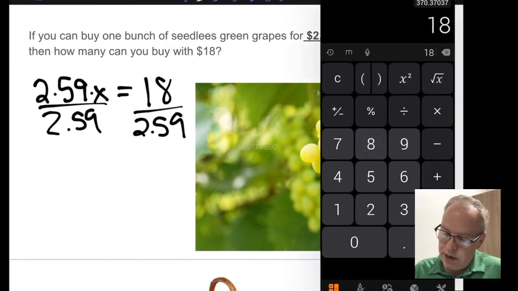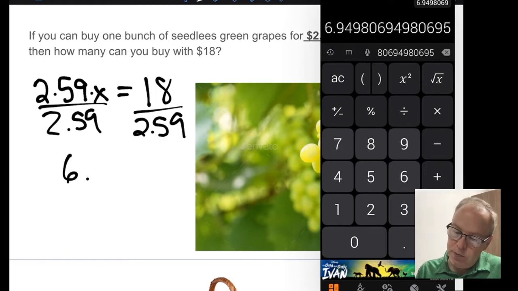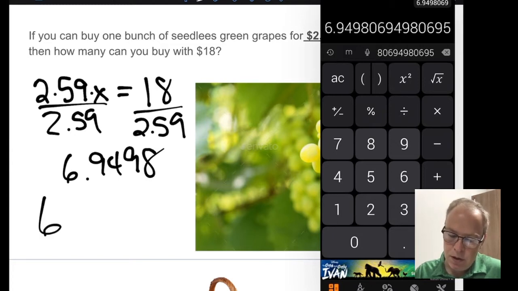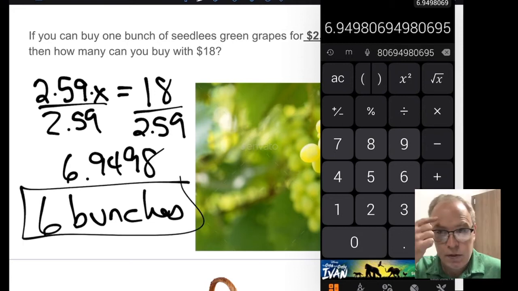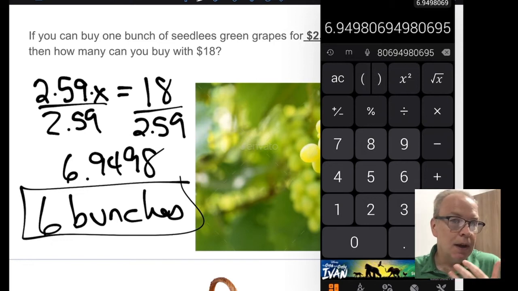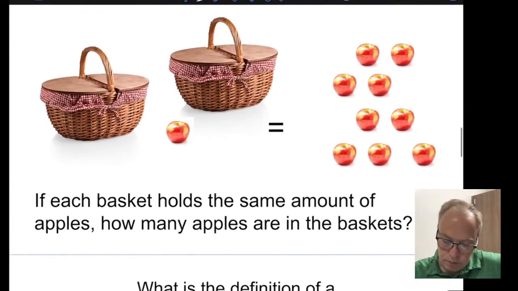And let's go back to our handy dandy calculator. And we get 6.9498. Now, do we round up on this one? Can she really buy 7? No, she can only buy 6. So 6 bunches is all this time. So sometimes you have to think. You have to use your brain and think a little bit about what makes sense in context of the problem. Okay, so the context of the problem matters here. All right, let's move on.